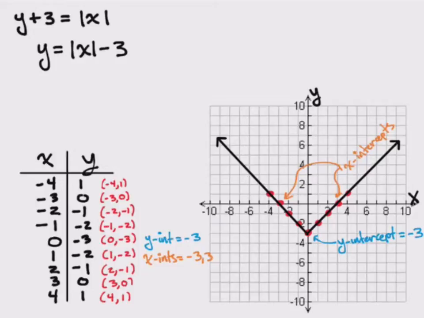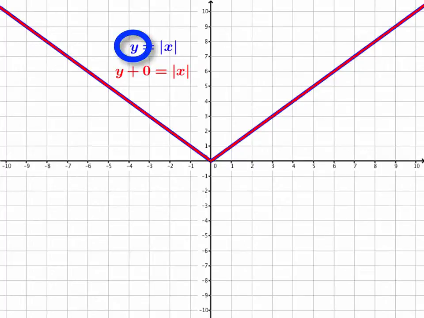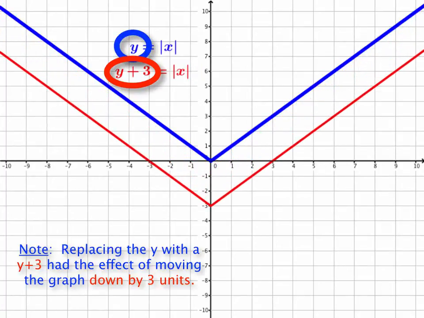Once again, we got a graph that is the exact same shape as y equals the absolute value of x, but it appears that this graph has been shifted down 3 units. Now maybe you predicted that before, and using the graphing calculator app again, we can see that replacing the y with a y plus 3 had the effect of shifting our graph down exactly 3 units.